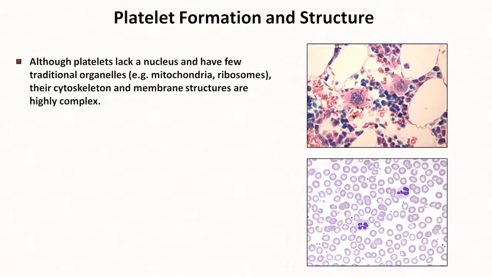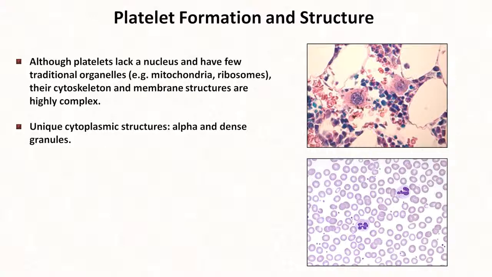Since they are cytoplasmic remnants, platelets lack a nucleus and have relatively few traditional organelles such as mitochondria and ribosomes. However, their cytoskeleton and membrane structures are highly complex. The details of the platelet cytoskeleton are beyond the scope of this course, but there are other structures of which you should be aware. For example, platelets contain unique cytoplasmic structures called alpha and dense granules. These granules contain various compounds involved in platelet adhesion, activation, and aggregation, as well as the coagulation cascade.